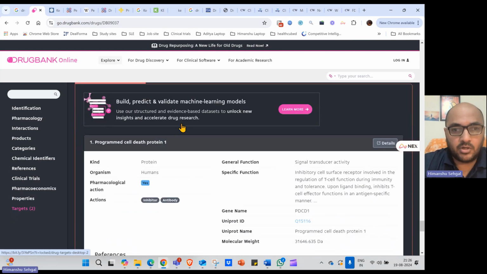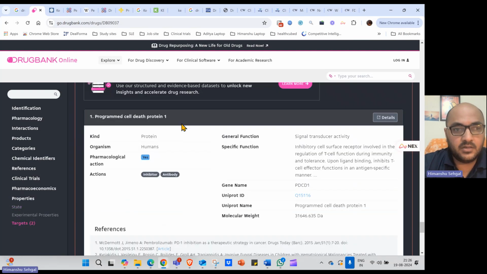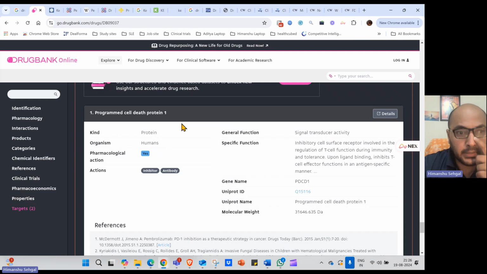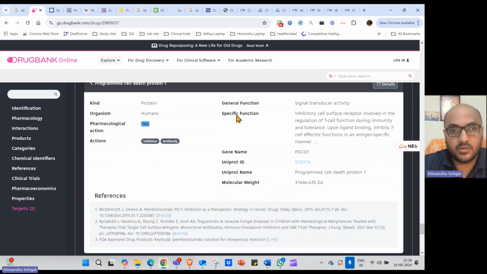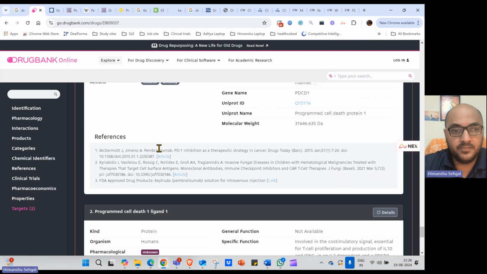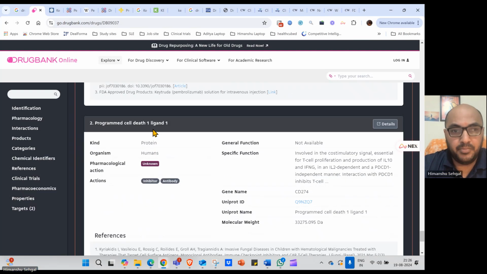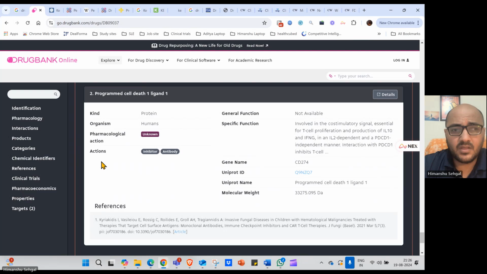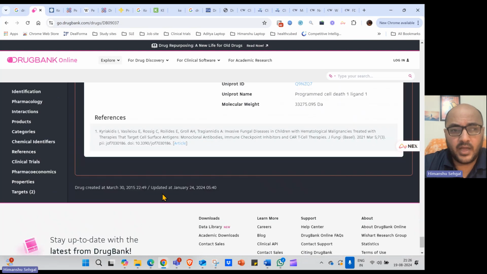Properties, water soluble or not. Again, this is about targets and its references. So, target and the references is given here. PD1. This is more information, and that's it.